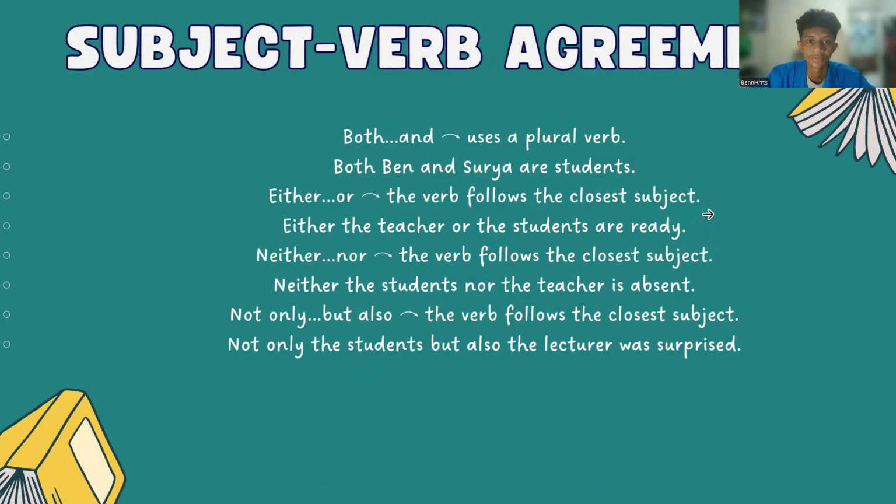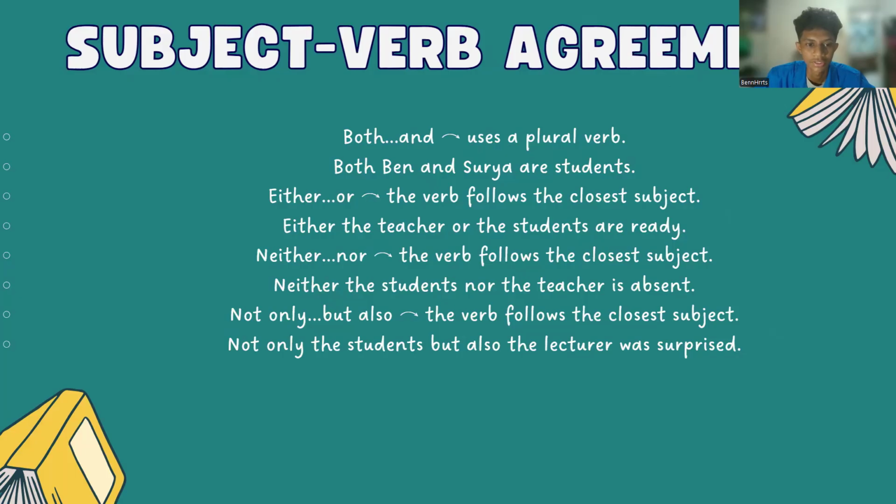And this is for subject verb agreement. Both and uses a plural verb. Both Ben and Surya are students. That's for example. Either or, the verb follows the closest subject. Either the teacher or the student is ready.